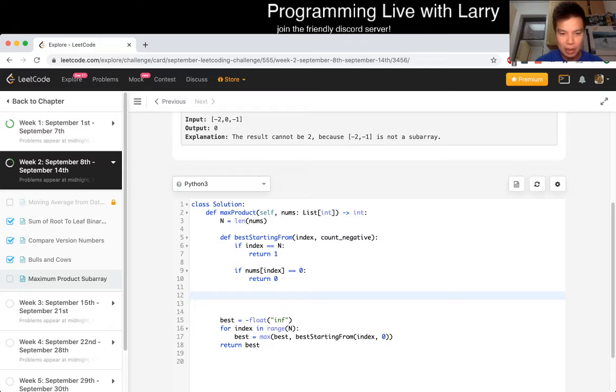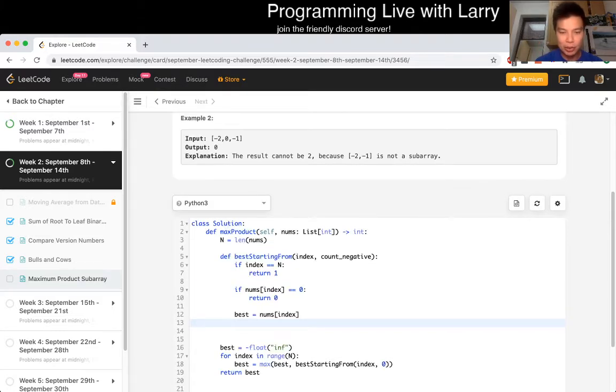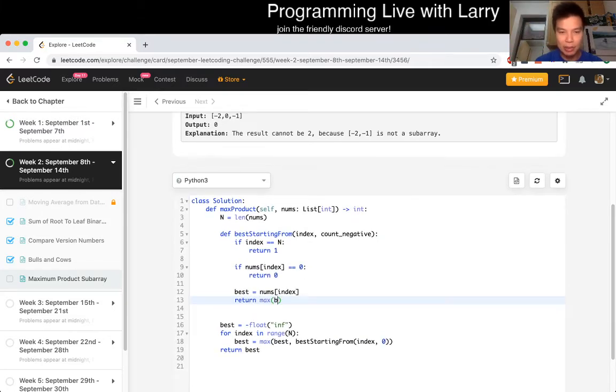and then now we do the current best is equal to the numbers of index, and then now we have two choices, right? One is that this is the end of your maximum subproduct, so we can return the max of the best, or we return the best starting from index plus 1 and then count negative.